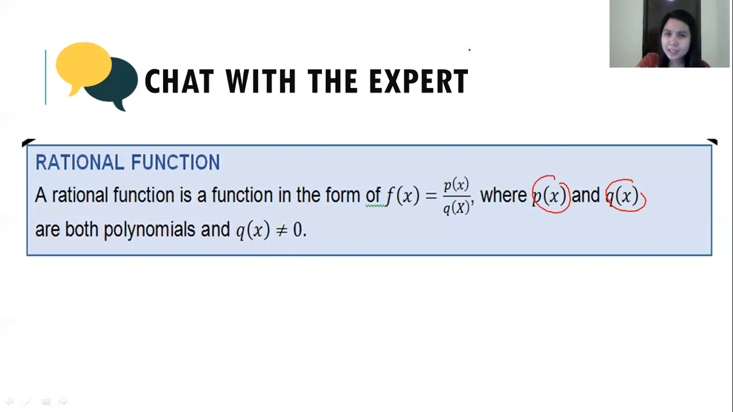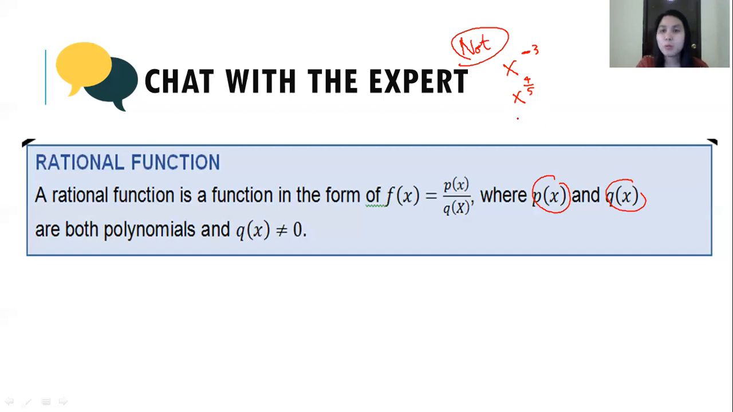It is not a polynomial when, first, you have a negative exponent. So, like x to the power of -3. That's not a polynomial function. Another, when your exponent is a fraction, that is not a polynomial function.